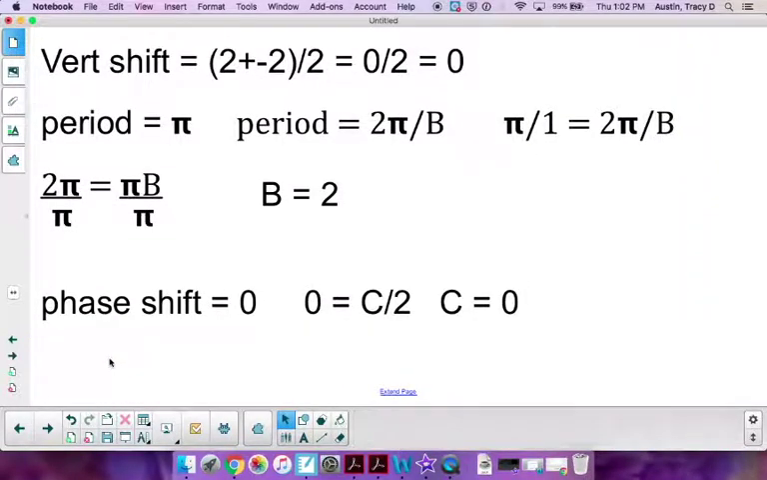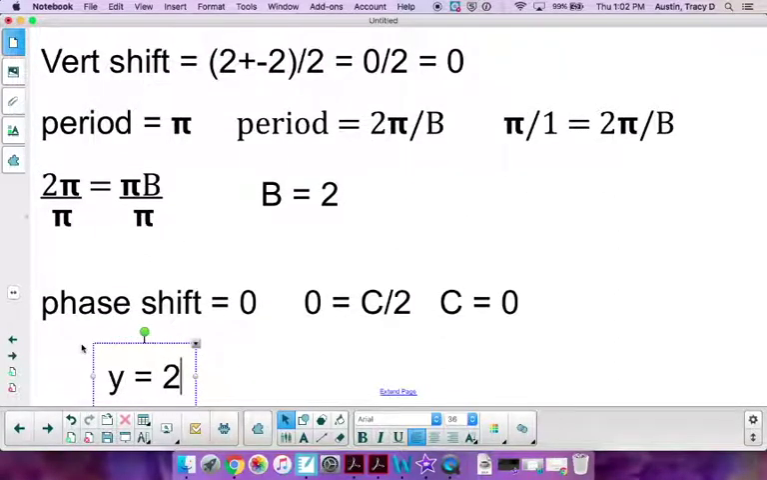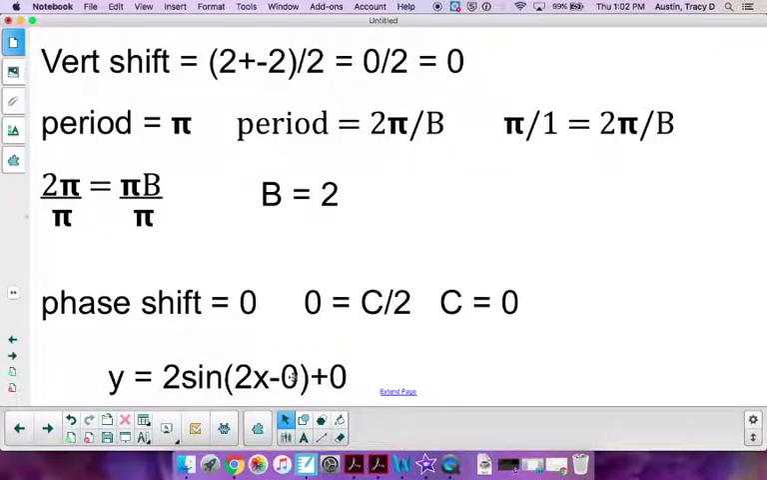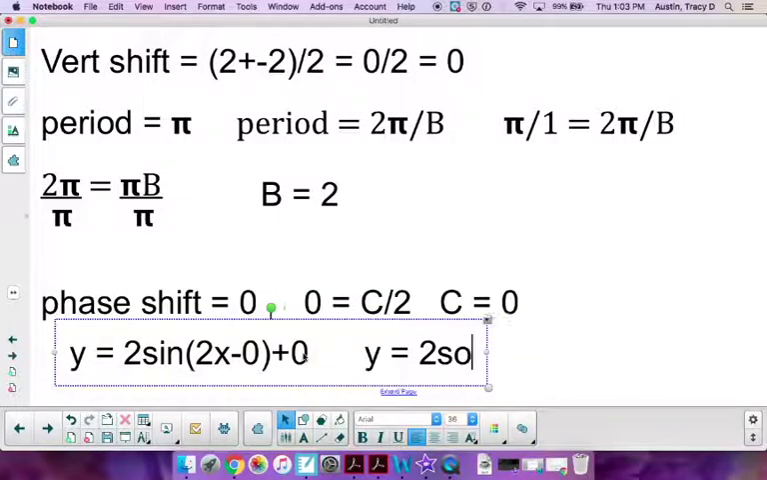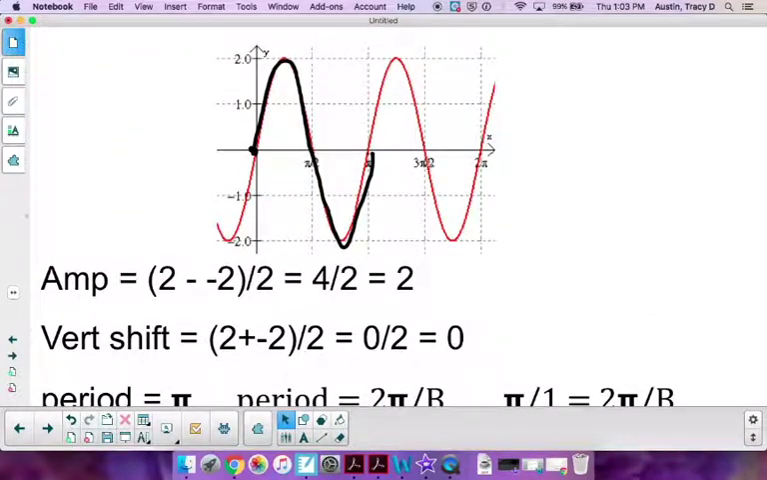So let's go ahead and write the equation with everything we've got. All right, so y equals, our amplitude is 2. It is a sine function. B was 2. Our phase shift is 0. So if you want to write in the minus 0, and then plus 0 is our vertical shift. So that would simplify, and you could just call this y equals 2 sine 2x. And that would be the equation for that graph.